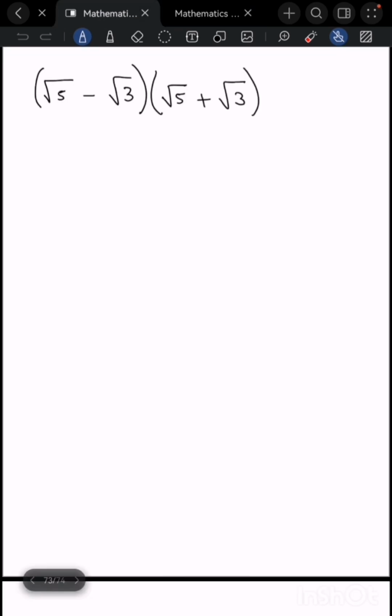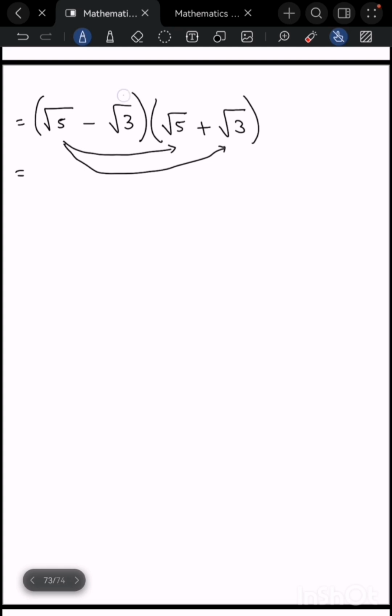Alright, we have the square root of 5 minus the square root of 3, all in brackets, multiplied by the square root of 5 plus the square root of 3. This in general is the difference of two squares, but since we might not have reached that level, we're going to solve it. So here we're going to use the FOIL method, which is this multiplied by that, and then this multiplied by this, and then that multiplied by this.